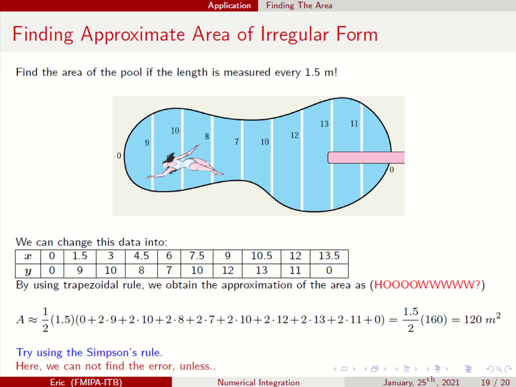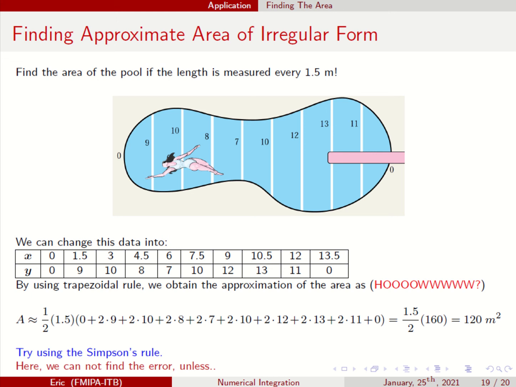The area, very good. The area is given by a half times the height. The height is always 1.5. Don't forget the pattern: 1 times 0 plus 2 times this plus 2 times this, and so on, plus 1 times the last one. So you have 160. Okay? 1, 2, 3, 4, 5, 6, 7, 8, 9.